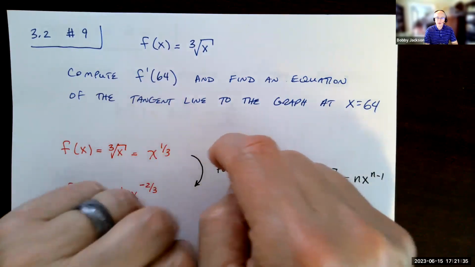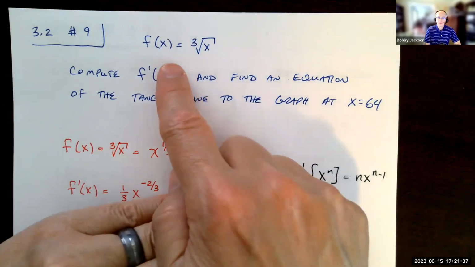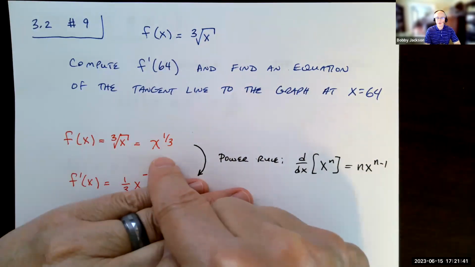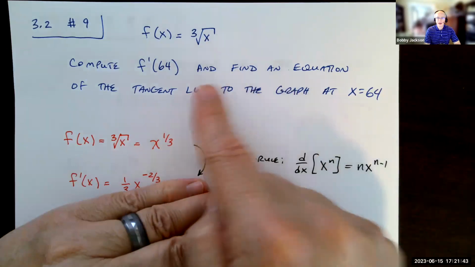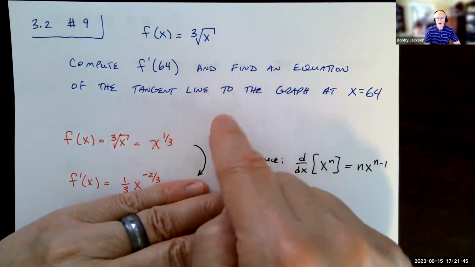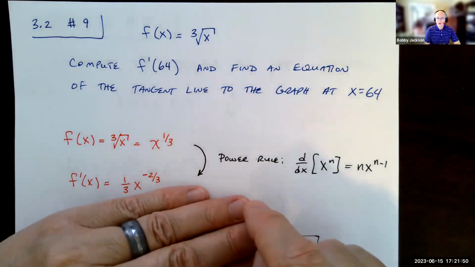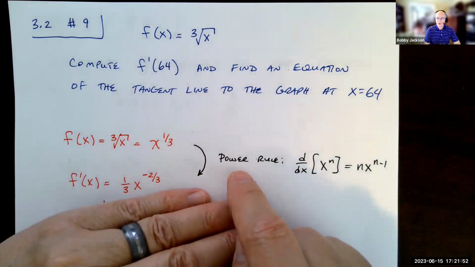Okay, so first things first, we want to find the derivative. And the first thing I would do is rewrite this function. The cube root of x is x to the 1/3 power. Notice they're not saying use the limit definition to find the derivative, and therefore we can use the derivative rules. In particular, I'm going to use the power rule, right?